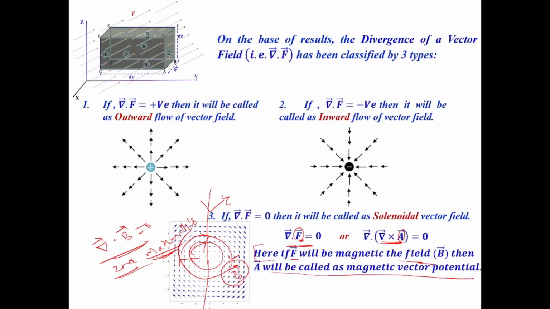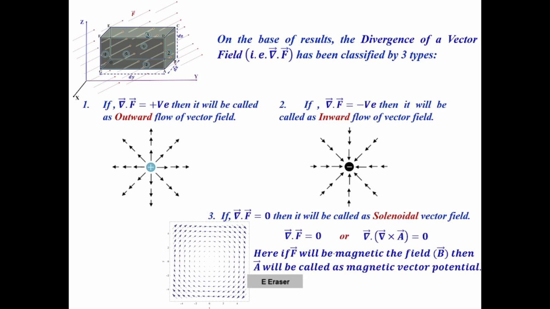Why did I write this line? I wrote this line because it will be useful for your second semester. In your electromagnetics paper in the second semester, you will find this term, del cross A. Del cross A represents the magnetic field, and here vector A represents the magnetic vector potential. So you can see, if the divergence of a vector field is zero, that means it is of rotating type.